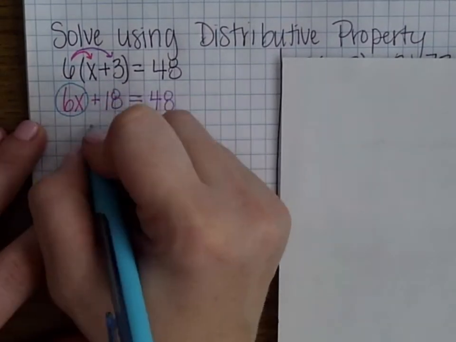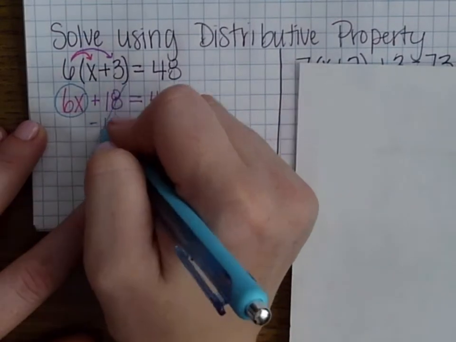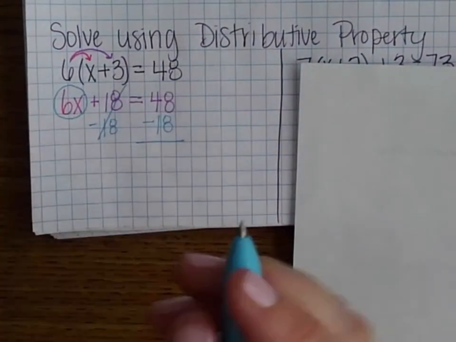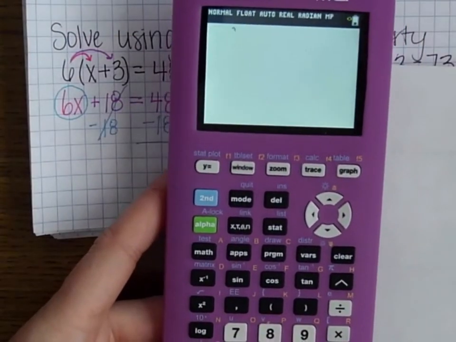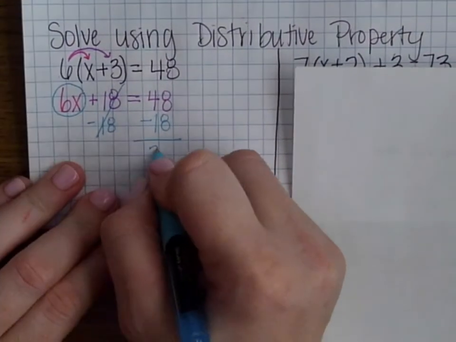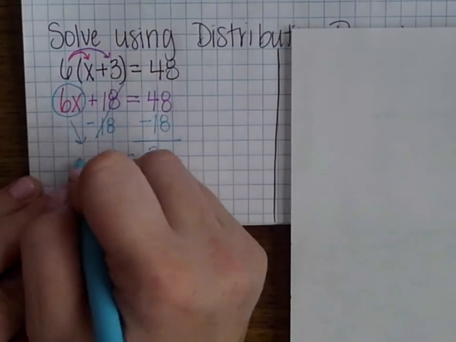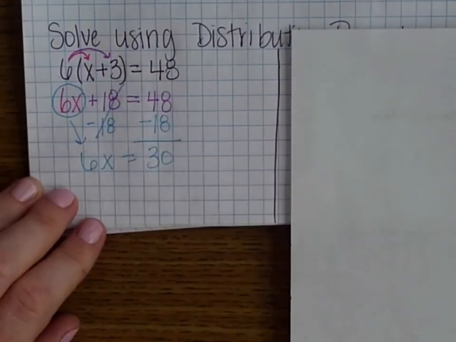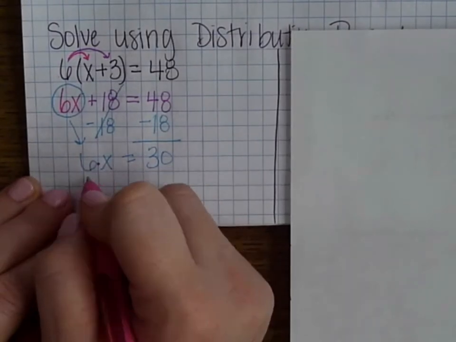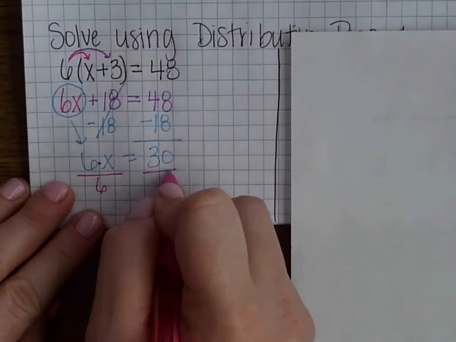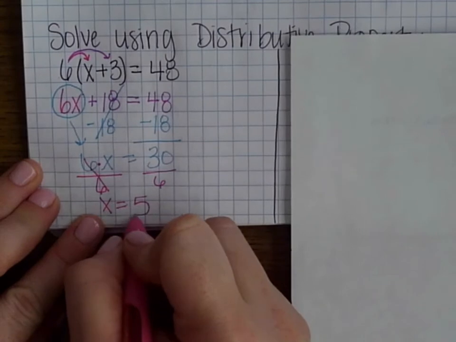The opposite of add 18, I'm going to subtract 18 and subtract 18. 18 minus 18 cancels. 48 minus 18 is 30. Bring down your equal sign. Bring down the 6x. Now we have 6 times x, so the opposite of multiply by 6 is divide, and divide. So x equals 30 divided by 6, which is 5.